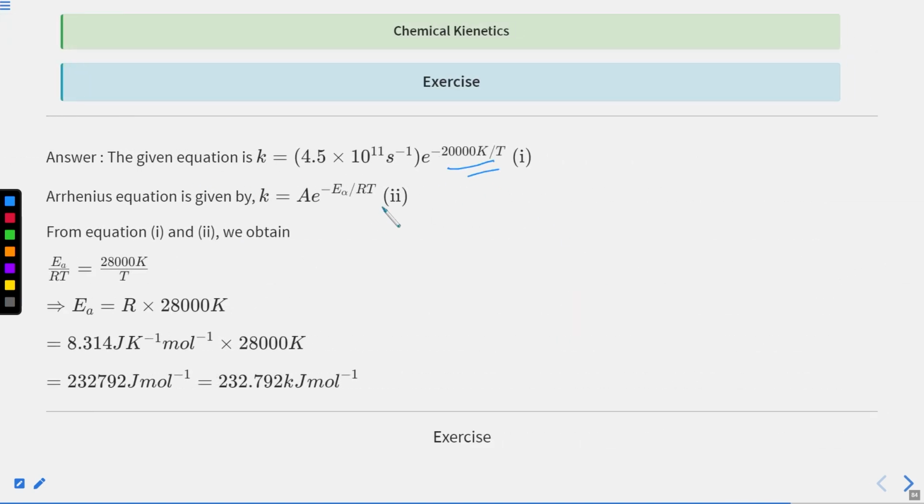This is given. We just compare it with this equation, and that would give us this much. We got EA is equal to R into 28,000 Kelvin, that is 232.792.